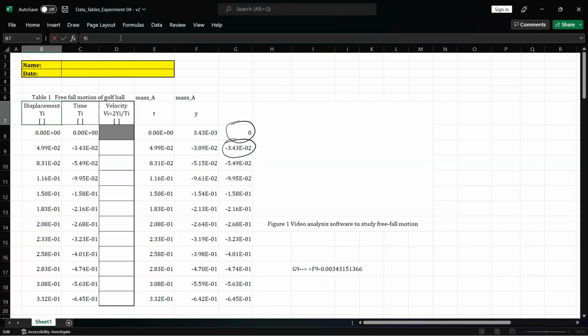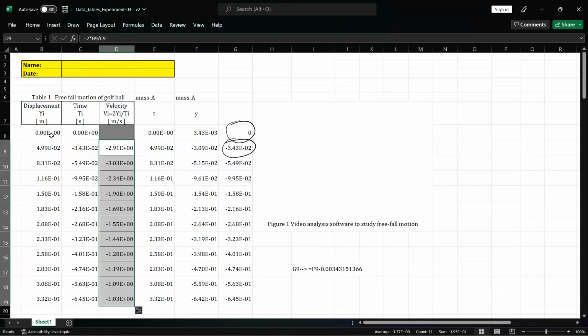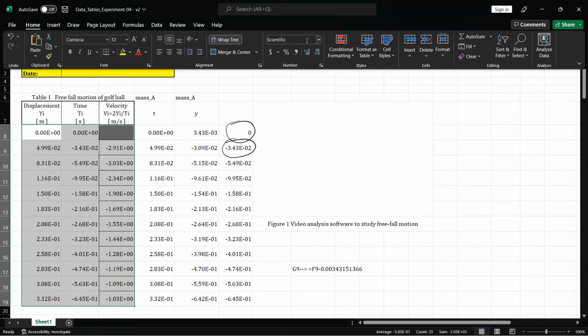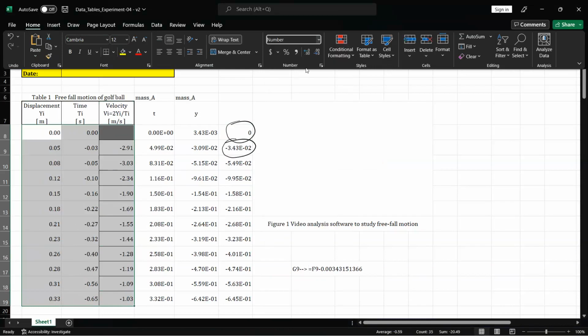They should be unit meters. Should be time unit second. And the velocity should be unit meters per second. Let's calculate velocity equal sign 2 multiplied by the displacement divided by the time, and then click and drag. All of these should not be in scientific notation, which means home and above. This number area right here should change into numbers. We can keep 4 decimal places, all of those. Okay.